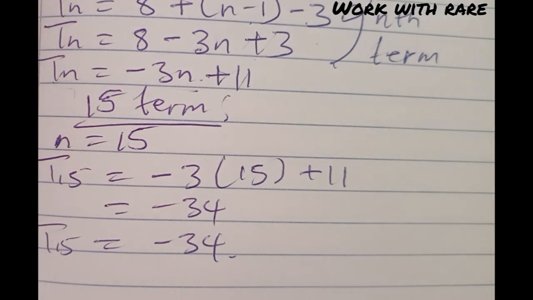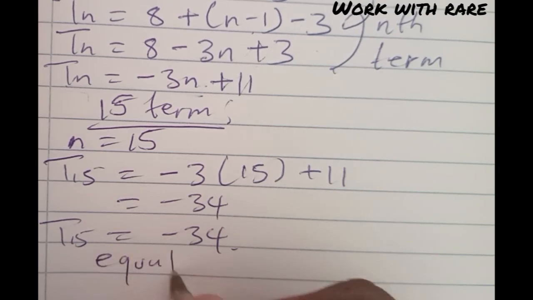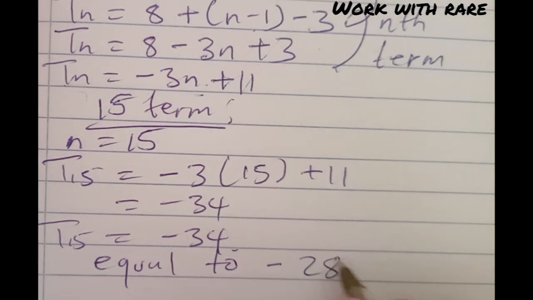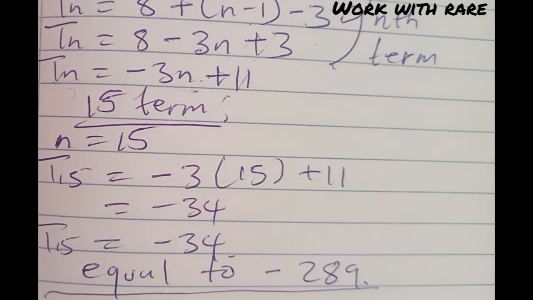So yeah, the next question says which term is equal to -289. So like I did on the previous question, when they are looking for the term, which means you should calculate n. Okay, so even on this question we'll have to use our nth term. So they said which term is equal to -289. You see, so let's do it.